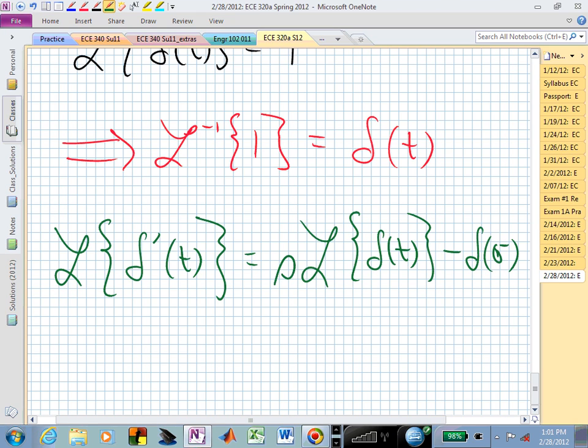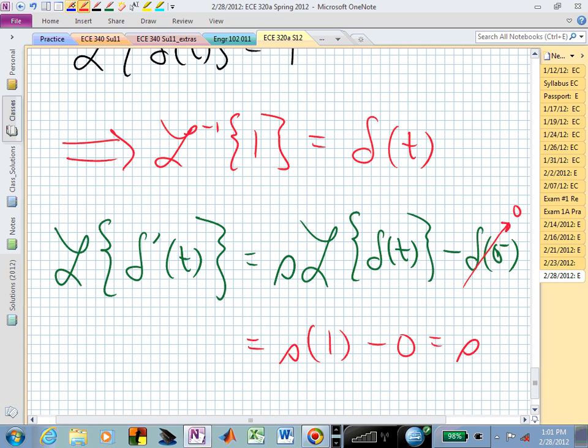And what can we do with this? What do we know the impulse is equal to at time t equals 0 minus? It's nothing, right? At 0, just to the left of the origin, it's nothing. So that piece goes away. And what's the Laplace transform of an impulse? 1. So now we have s times 1 minus 0, or we just have s.